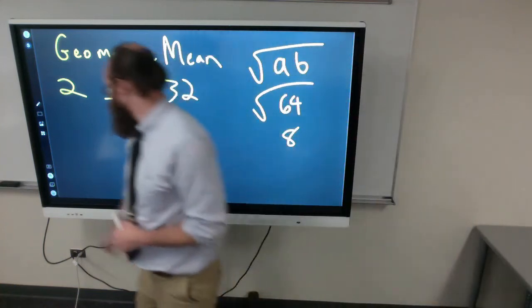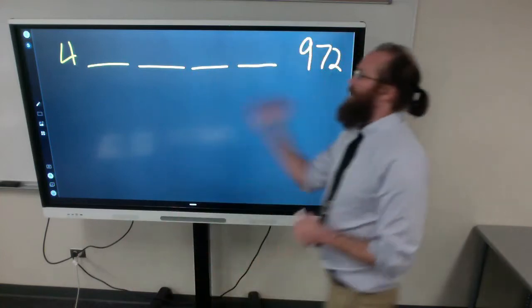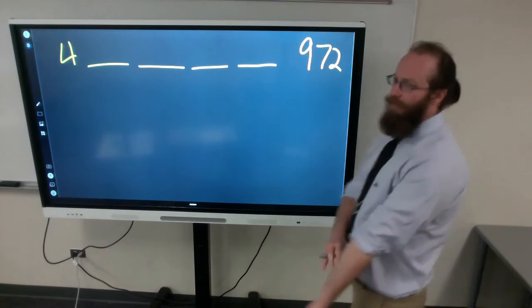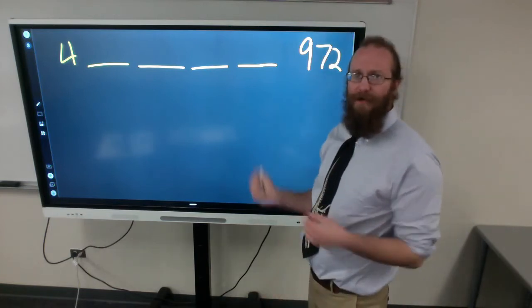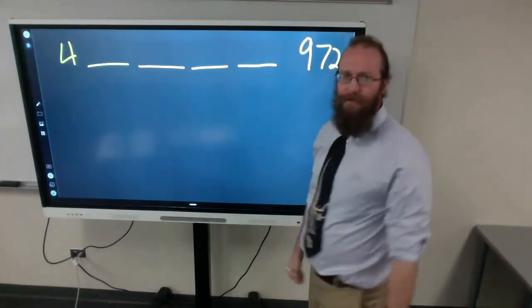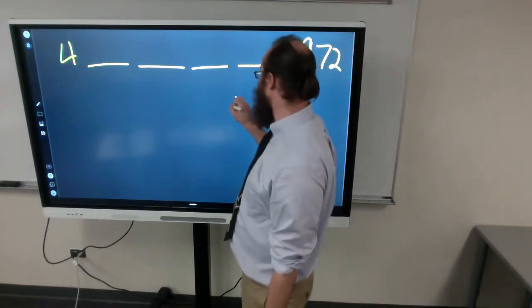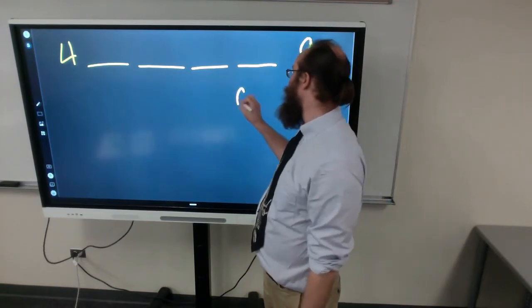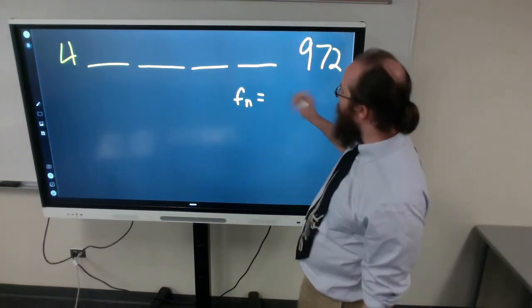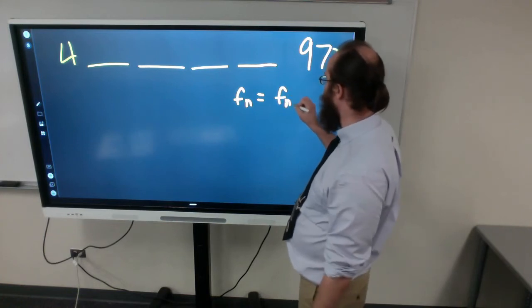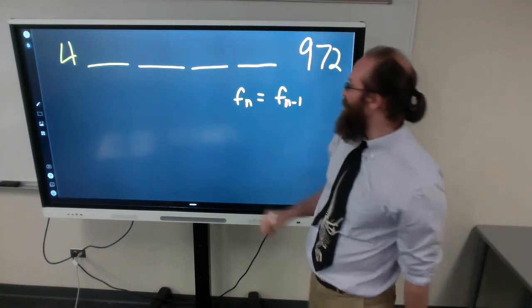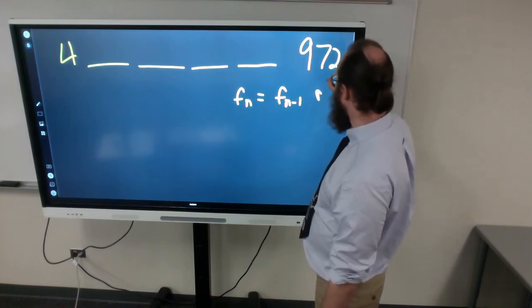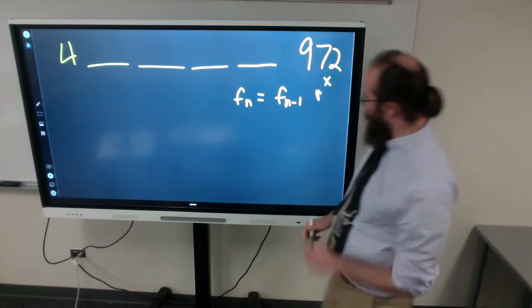Now let's go on to a harder one. Let's say we have this sequence: 4, blank, blank, blank, blank, blank, blank, blank, 972. What we're going to do is set up an equation, based on the equation that we always use, right? So if we have f of n here, that's going to equal the step before. And since this is a geometric sequence, we are going to multiply that times the rate raised to the x power.